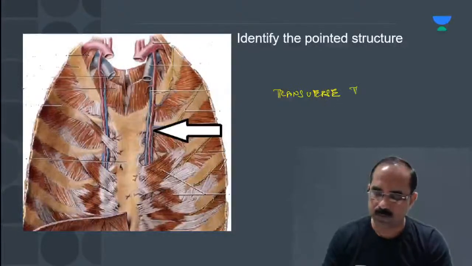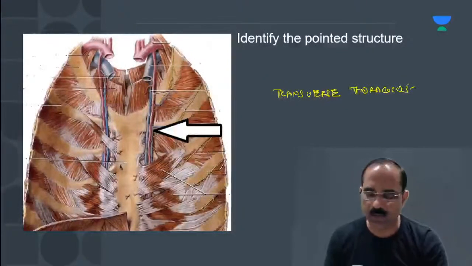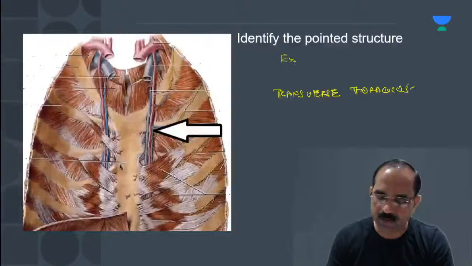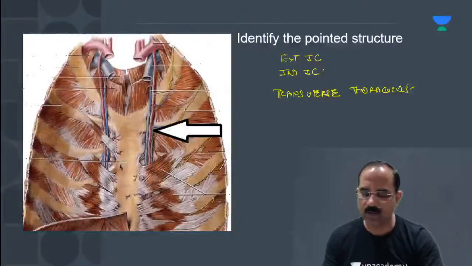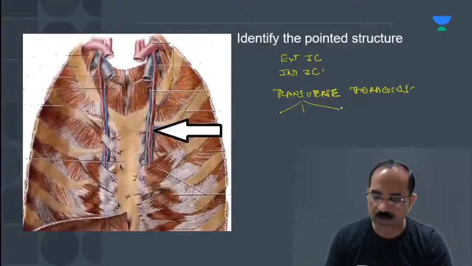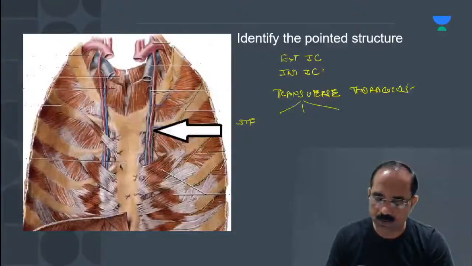Transversus thoracis. We have got three muscles. Sternocostalis, very good. We have got the external intercostal muscle. We have got the internal intercostal muscle. And the third muscle is known as the transversus thoracis. This transversus thoracis is divided into three parts. One is known as the sternocostalis.